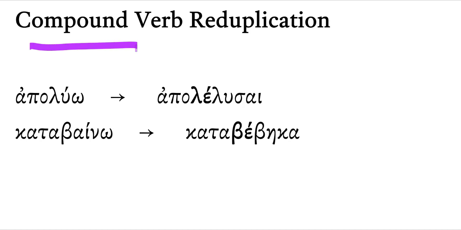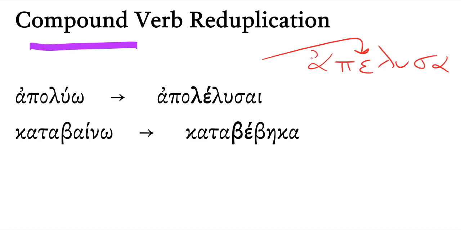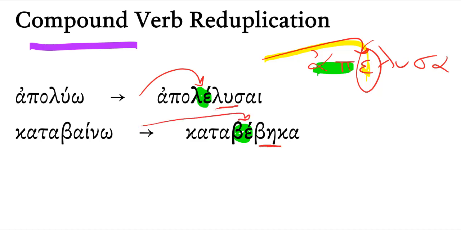When we had compound verbs with the aorist or the imperfect, we saw that the augment came after the prepositional prefix. For example, apaluo, release or dismiss. Apelusa, right? The augment came here. It came after the prepositional prefix. Well, same sort of thing goes on with the perfect, right? The reduplication will come after the prepositional prefix. It will come before the main part of the verb, but after the prepositional prefix.